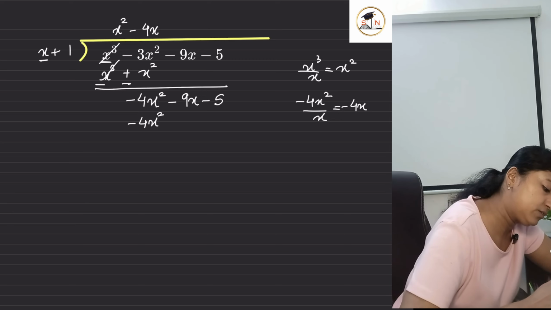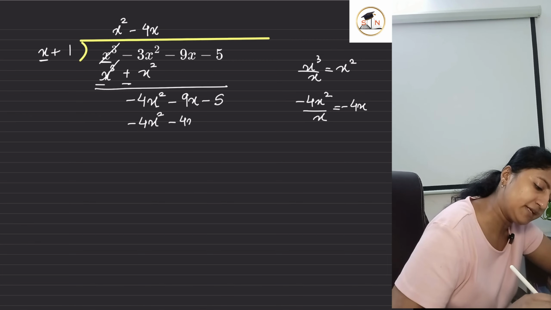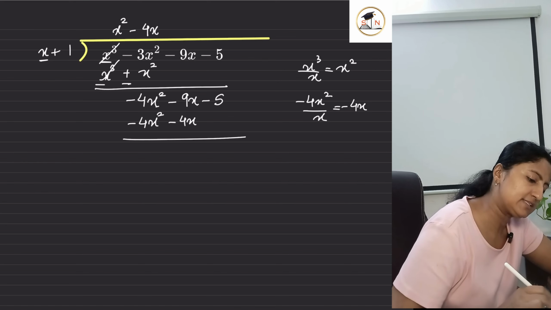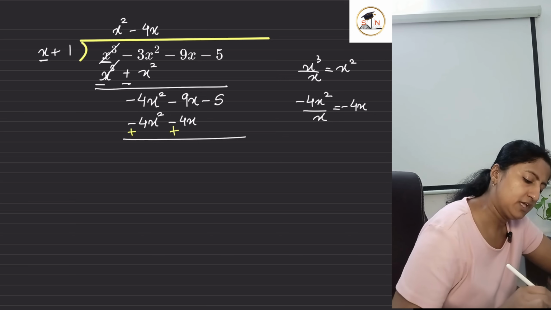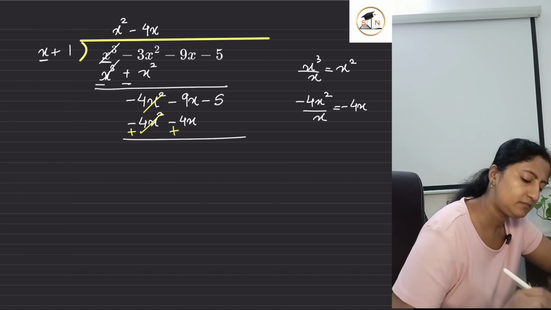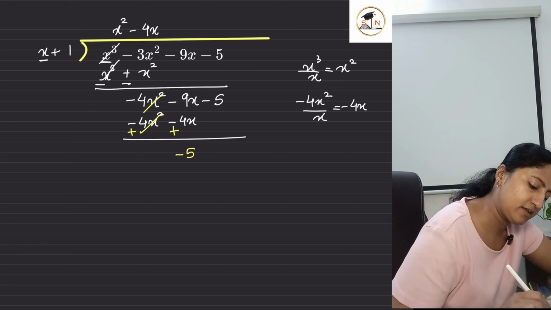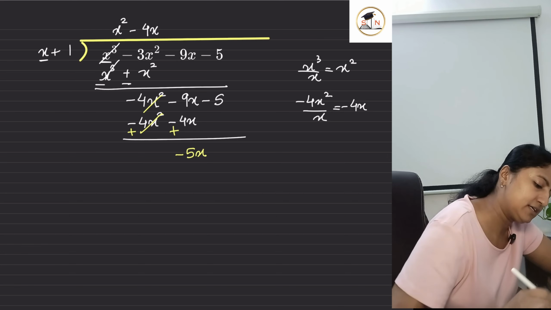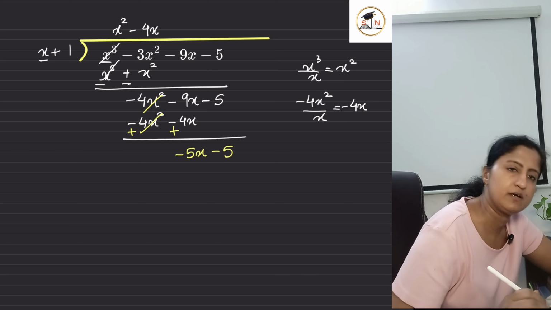The next step, you need to times 1 with negative 4x, and this results in minus 4x. After this, we are going to subtract. So when we subtract, the signs reverse. That means this negative will turn positive, and this negative will also turn positive. So now you have minus 4x square plus 4x square. It will cancel out. And now you have minus 9x plus 4x. This results in minus 5x. After that, this term is copied down, and what we get is minus 5 over here.